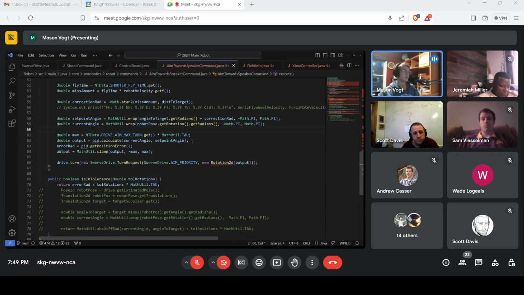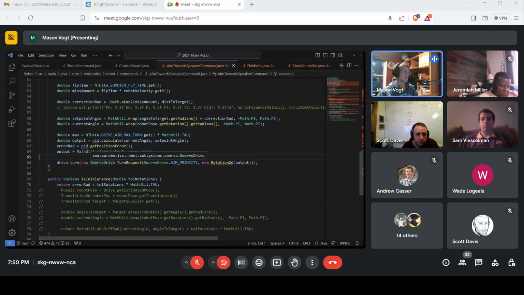From there, we can plug it into a PID controller. We don't have it as a profiled PID, but we do have a maximum output that we're allowing it to go. That's to keep it from browning out as we're turning on low voltage. And then from there, we can get the output of the PID controller, clamp it, and send it to the robot.